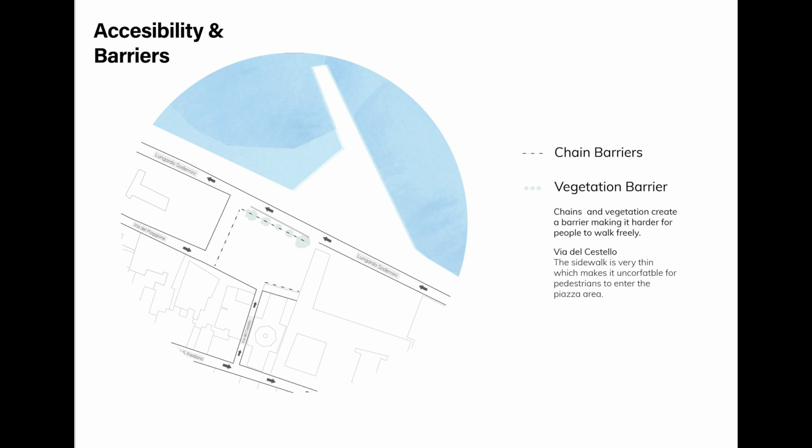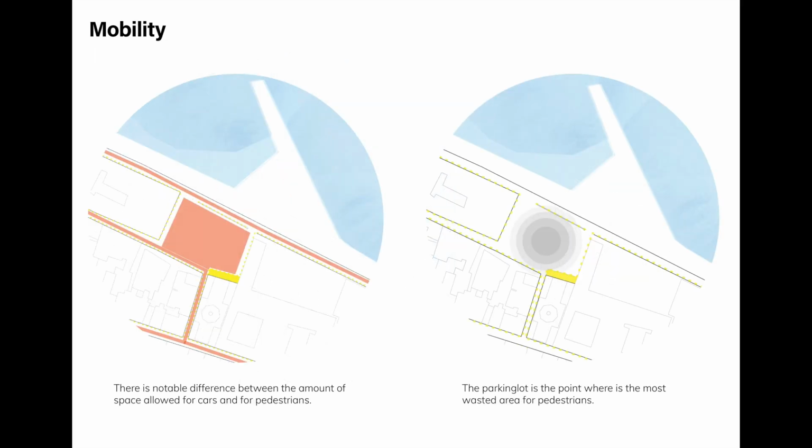Here we can see the accessibilities and barriers. As I said, the vegetation will be a barrier because it's separating the street and the piazza, and also the chains for the parking lot and the chains for the church will be considered barriers. In both diagrams, we can see that there is a notable difference between the amount of space allowed for cars and the amount for pedestrians. Also, the parking lot is the point where there is the most wasted area for pedestrians.